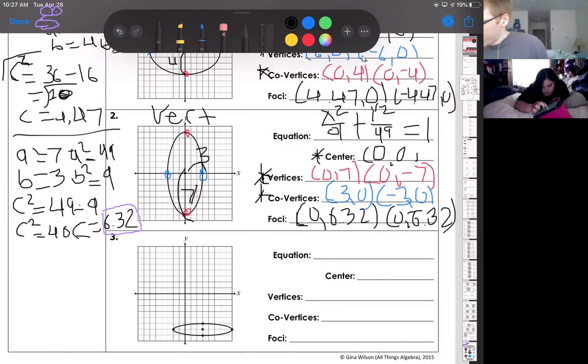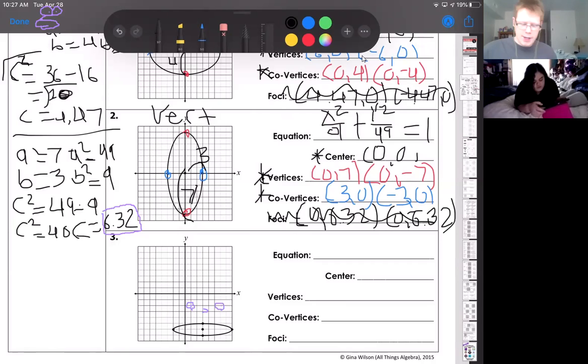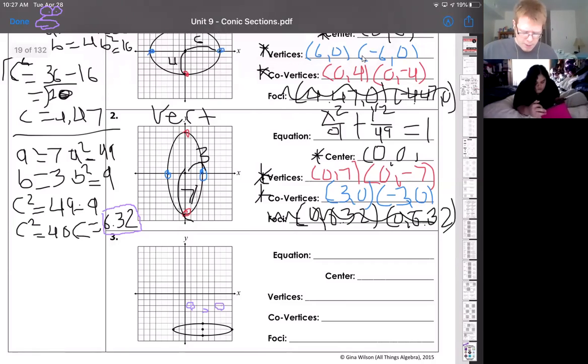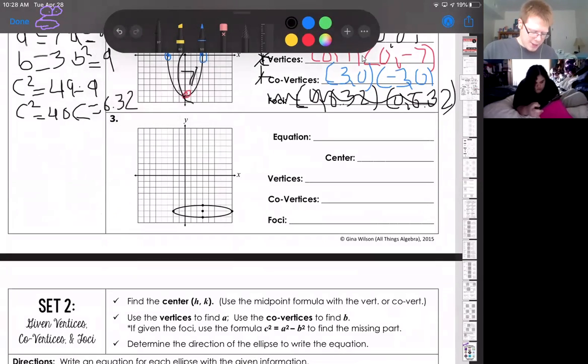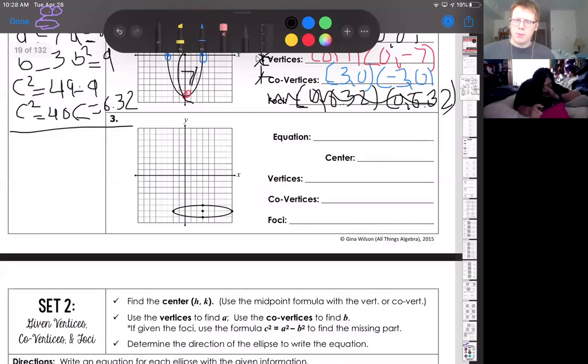But to be honest with you, the focus points I'm not really worried about. If you want to even skip that on your assignment, just find the vertices, co-vertices, center, and equation. I don't necessarily care about this last step, to be honest with you, at least for what we're doing. Like I said, you might do more applications with conic sections when you're doing these next year, but for the purpose of this class, my big focus is on, can you get a graph or can you get an equation of a given ellipse? That's more my focus.